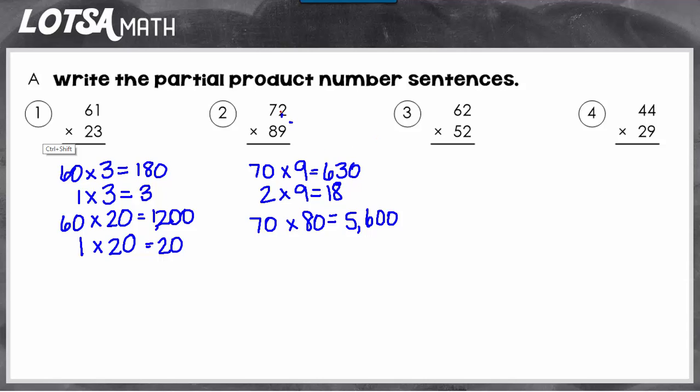And we have one more. We need to multiply the value of this 2 by the value of the 8, which is 80. So these are the partial products for number 2.